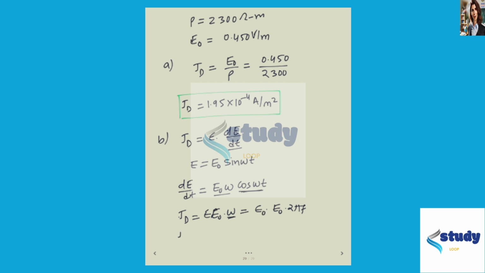Substituting all the values, we get JD equals epsilon naught, which is 8.85 multiplied by 10 to the power minus 12, and E naught is 0.450, and 2 pi multiplied by frequency f, which is 120 hertz. After solving it, we get JD equals 3 multiplied by 10 to the power minus 9 ampere per meter square. This is the answer for part B of the problem. Now this value is much less than the value obtained in part A.